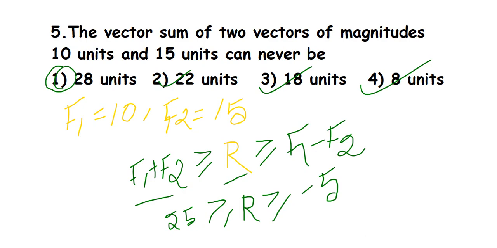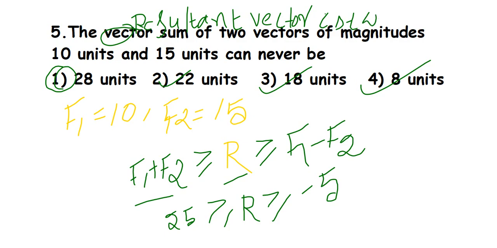The resultant vector of two vectors of magnitudes 10 units and 15 units can be... So it can never be 28 units. The first option is the correct one.